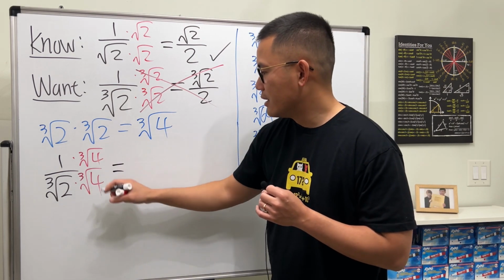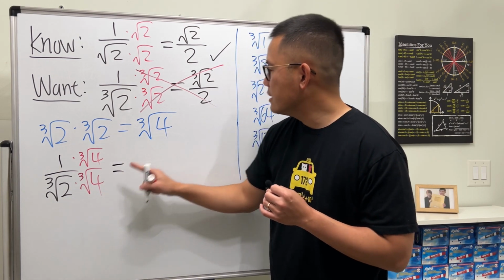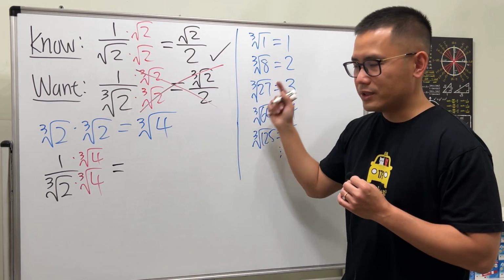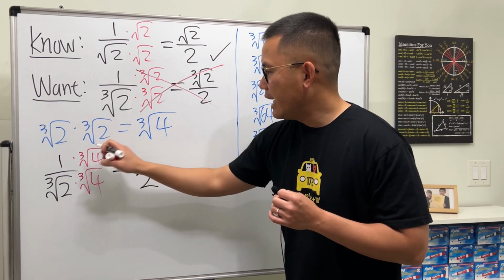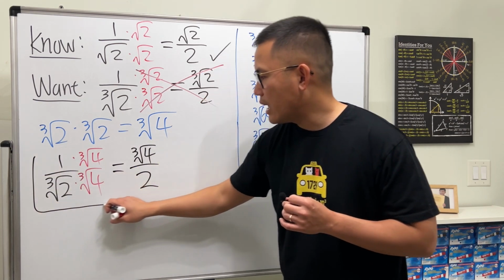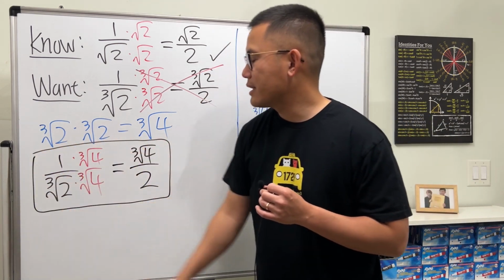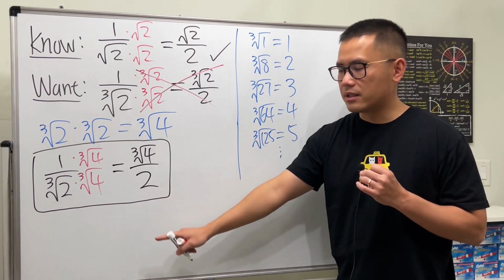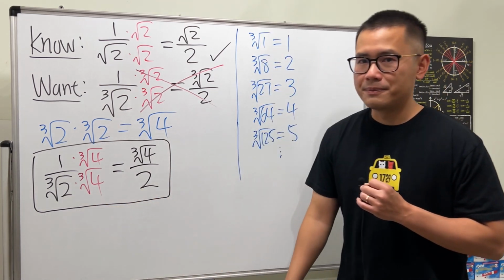As you can see, 2 times 4 is 8. In the cube root, we'll just end up with a nice number 2. And for the top is the cube root of 4. And this is how you correctly rationalize the denominator when we have a cube root number on the bottom.